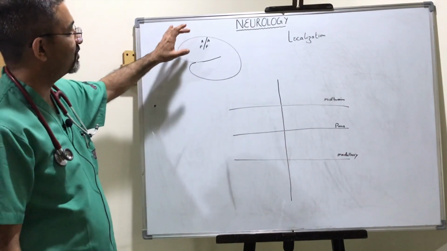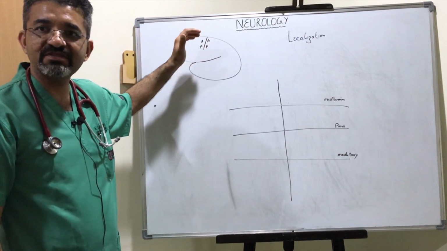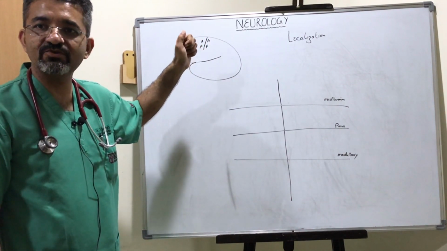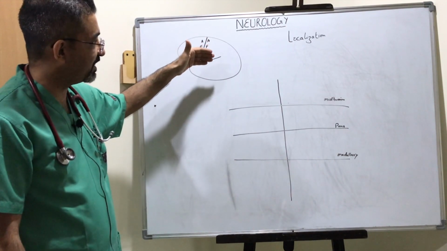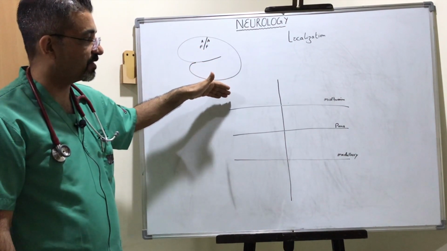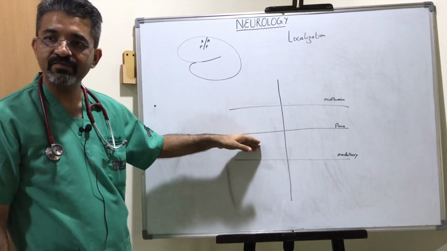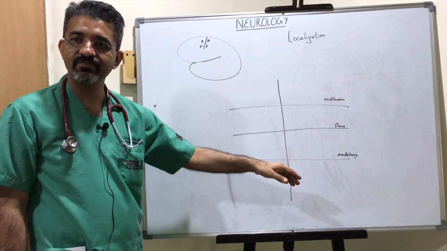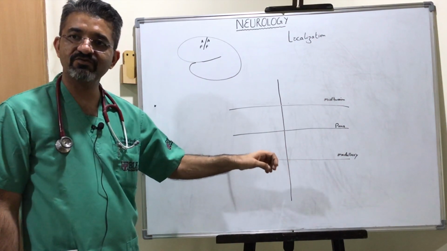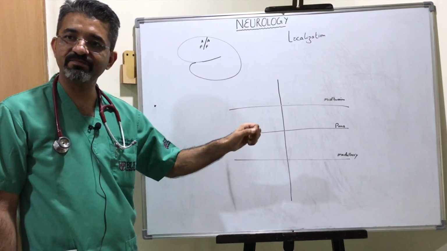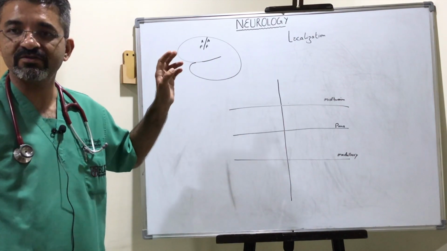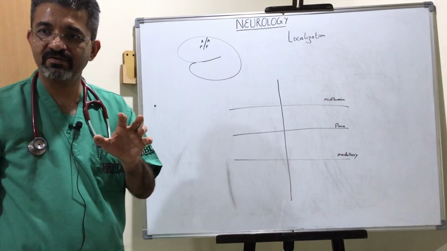Neuraxis means you have cortex, then you have subcortical white matter, then you have corona radiata, then you have internal capsule, then you have midbrain, pons, medulla, and your spinal cord. In the spinal cord, then you have anterior horn cell, then you have nerve root, then you have plexus, right? Then peripheral nerve, neuromuscular junction, and muscle. This is your neuraxis.